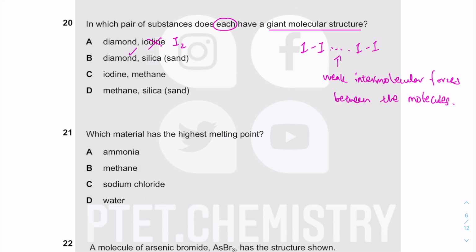Diamond is giant molecular structure. Silica or sand is SiO2. This is silicon 4 oxide. So that has a giant molecular structure. Both of these have giant molecular structure.